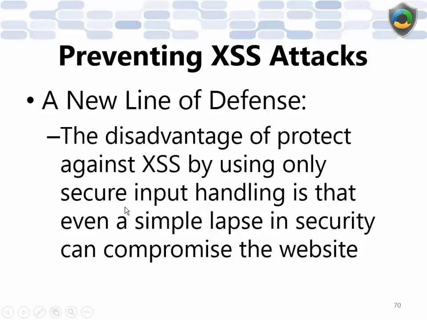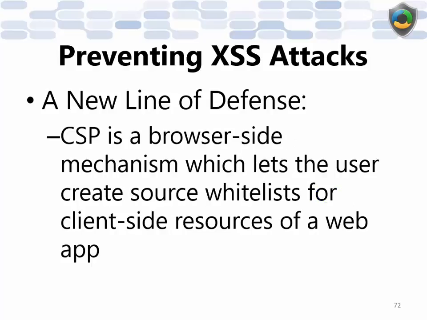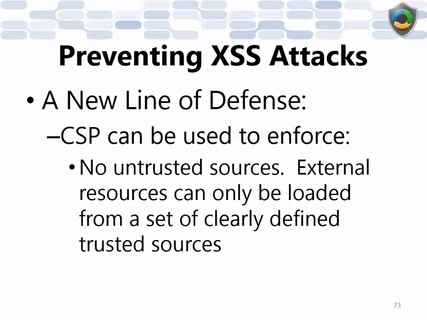As mentioned, part of the problem with using this is even a simple lapse in security, something that you forgot to put in. And again, typically, if it would be something you forgot to put in, it would be accidental. You didn't mean to forget to put it in. You just forgot to put it in. So there's a newer line of defense that's known as CSP, or Content Security Policy. As mentioned here, it's a browser-side mechanism that lets the user create some source whitelists for the client-side resources of a web app. So you can use it for such things as not allowing any untrusted sources.